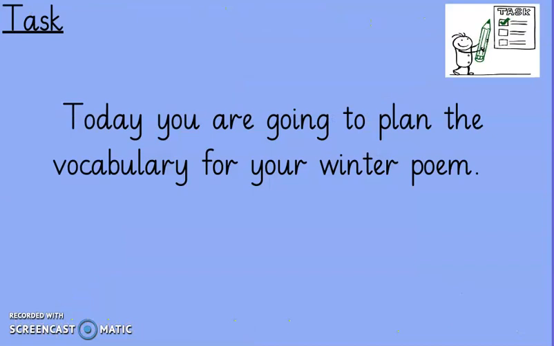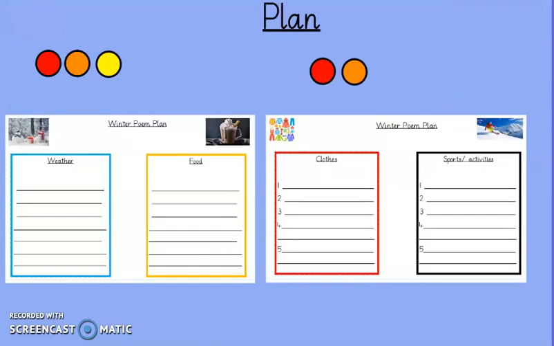So your task today is to plan the vocabulary for your winter poem. Now, in your literacy books for Monday's lesson, you have these sheets stuck in. Yellow group, you will just have the one sheet, which is this one where it says weather and food. And red and orange group, you will have two sheets. So you'll also have this second one here. They should both be stuck in your books. You're going to plan your vocabulary. Now, I don't want you to write full sentences. I want you to use your expanded noun phrases and jot those down for me.